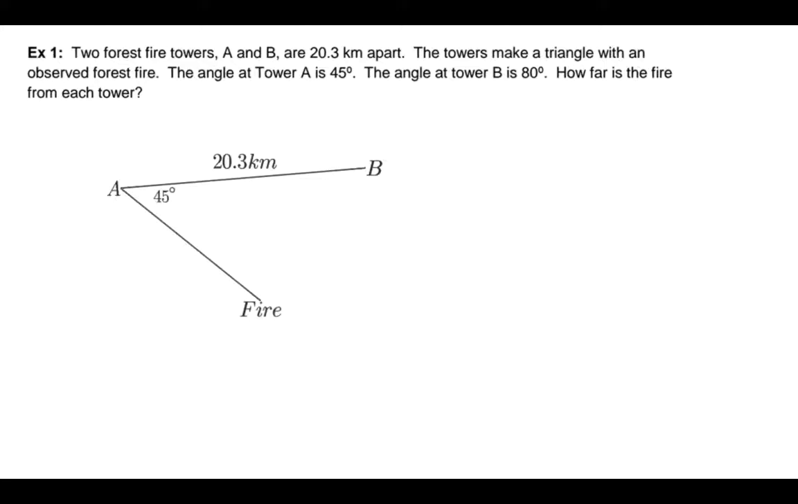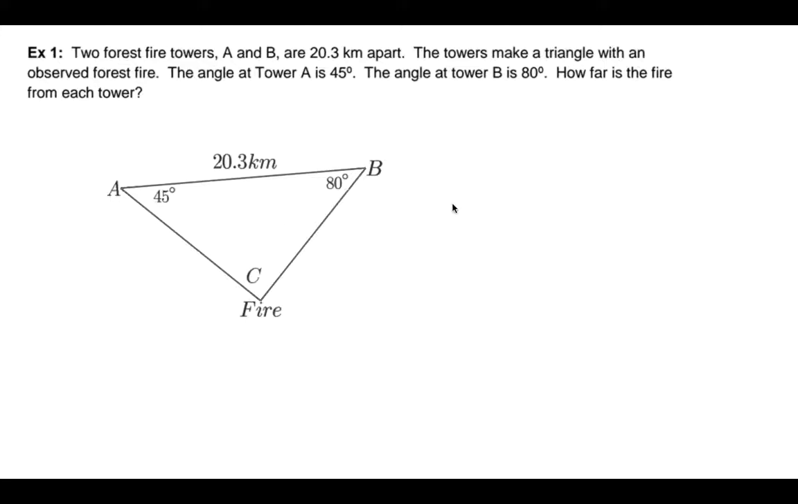The angle at tower A is 45 degrees, so we're going to make an angle with the fire. The angle at tower B is 80 degrees. I know that that's not to scale, which is actually what I like better because I don't want to spend a whole bunch of time trying to draw it accurately. I'm just trying to get the information down. How far is the fire from each tower? So we're looking for this distance and this distance.